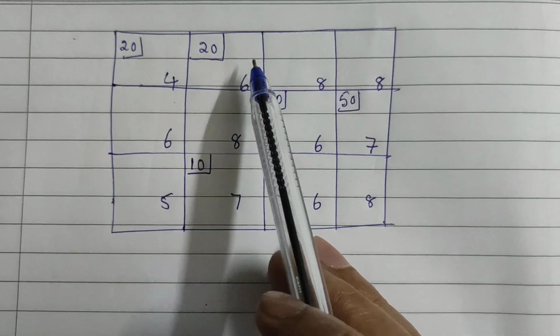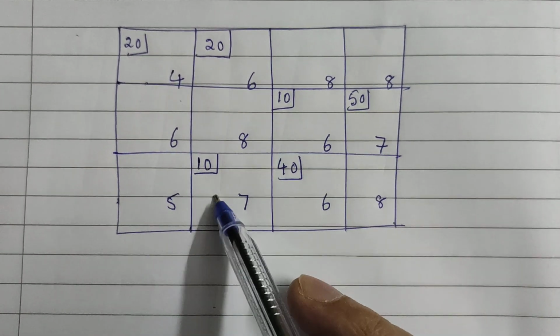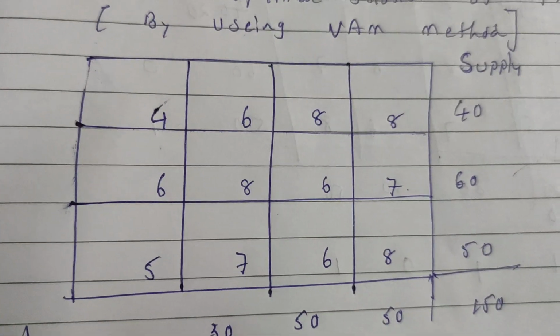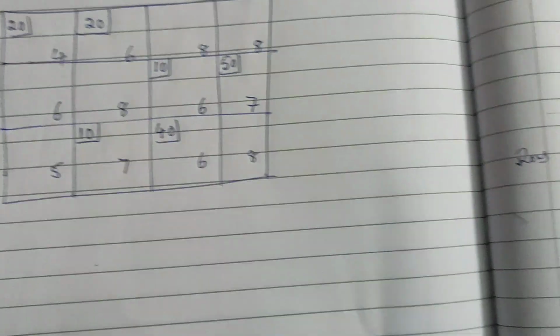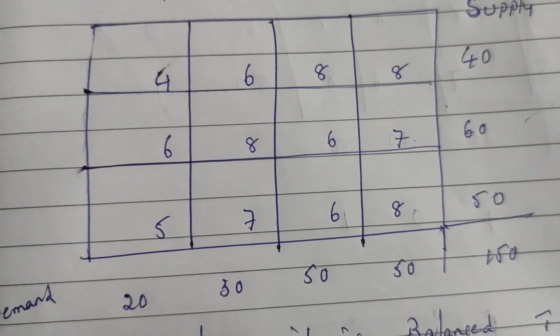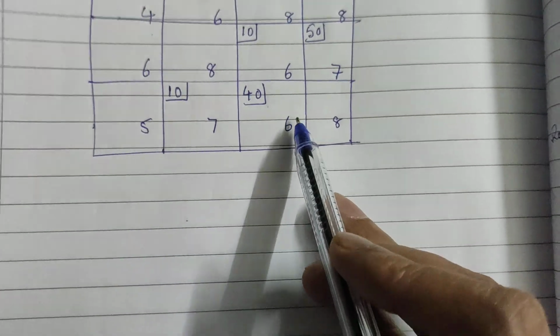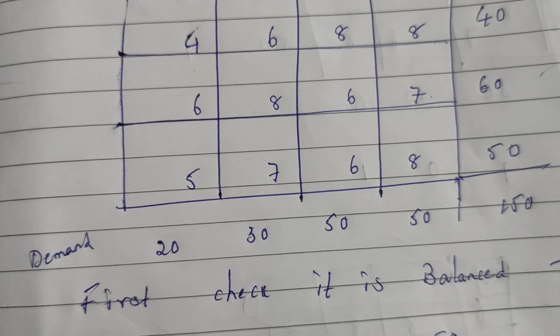In the first row, 20 and 20. So 20 plus 20 is equal to 40. The first row supply is 40, correct. In the second row, 10 plus 50 is equal to 60. The second is also 60, correct. In the third row, 10 plus 40 is equal to 50. The third is also correct.